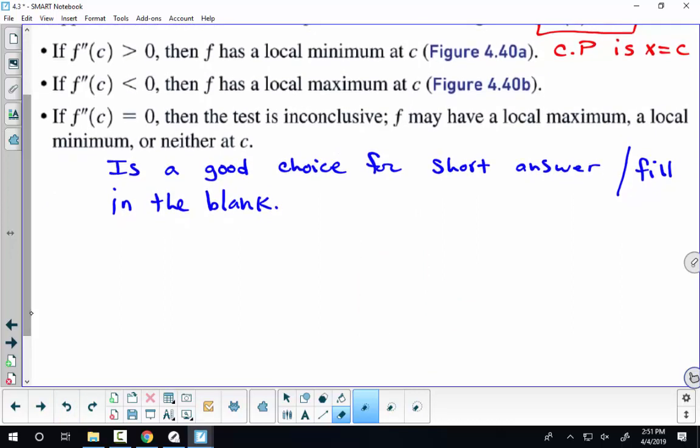If it does come out to be identical to 0, then it's inconclusive, which means you've got to go back to the first derivative test to determine if it is a local max or a minimum. So we'll note that here. If this is the case, you've got to go back to the first derivative test.